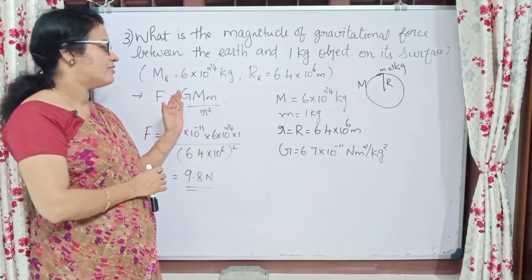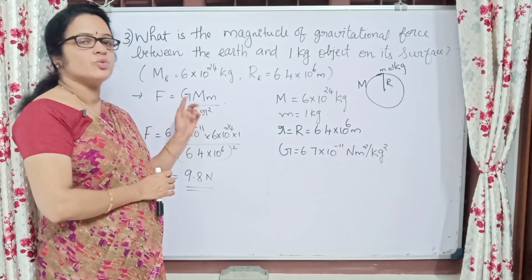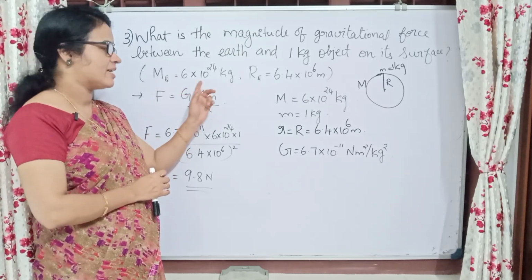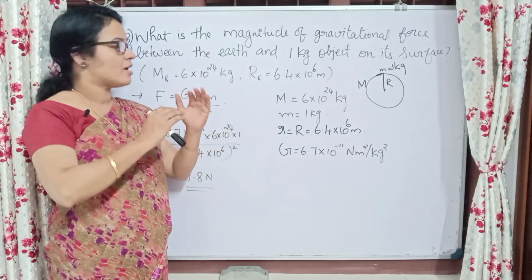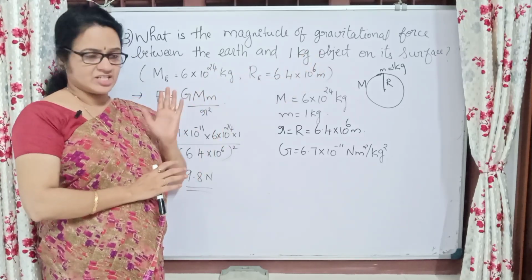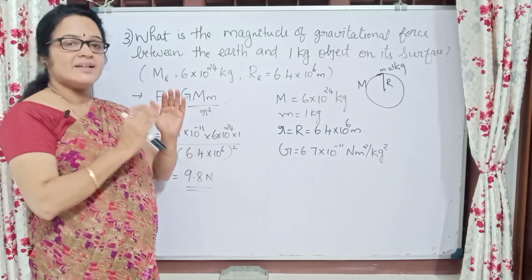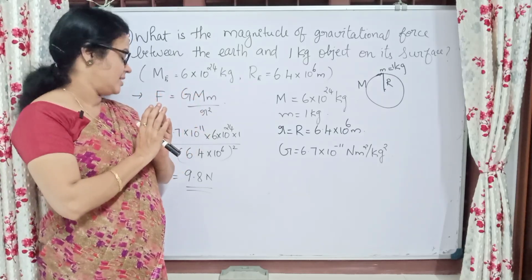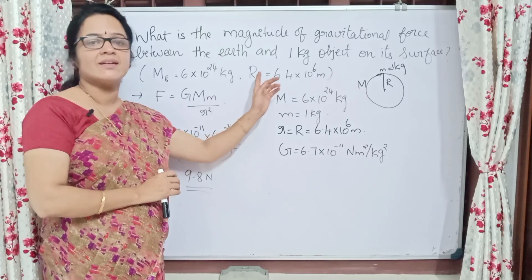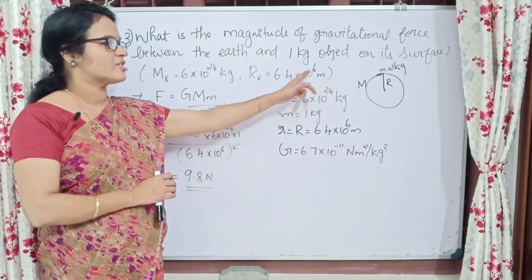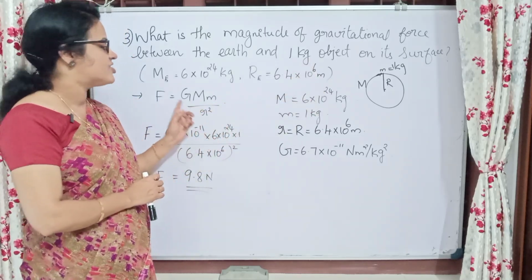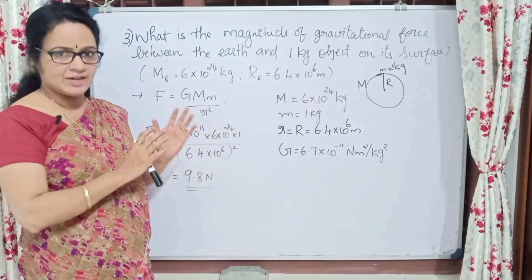Okay, so here we have the values of this. Capital G is the universal gravitational constant, capital M is the mass of the earth, small letter m is the mass of that 1 kilogram object, and r is the distance between the earth and the mass, that is taken as the radius of the earth. That value is given here, 6.4 into 10 raised to 6 meter. And capital G is a constant, the universal gravitational constant.